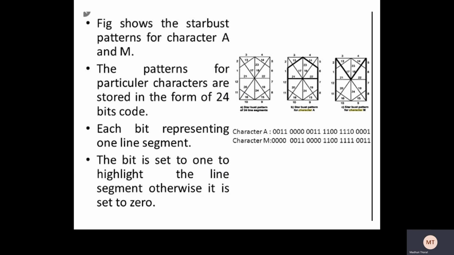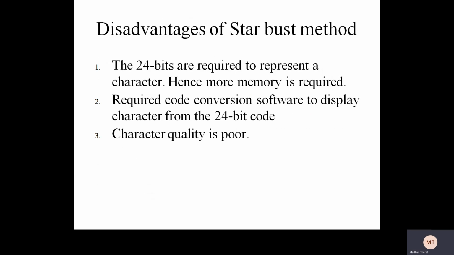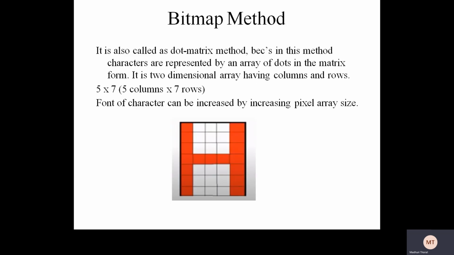It fully depends on the 24-bit code. Some disadvantages of the starburst method arise here. 24 bits are required to represent a character, so more memory is required. It also requires code conversion software to display a character from the 24-bit code. The quality of the character is also very poor. So these are the disadvantages of the starburst method.